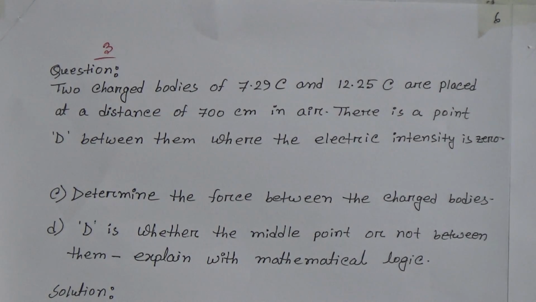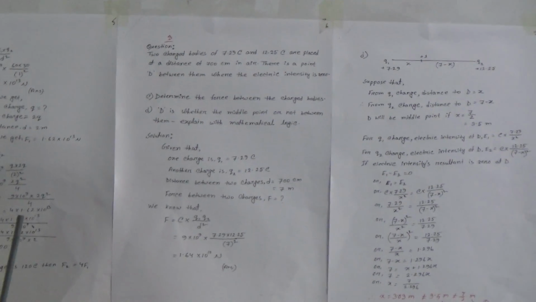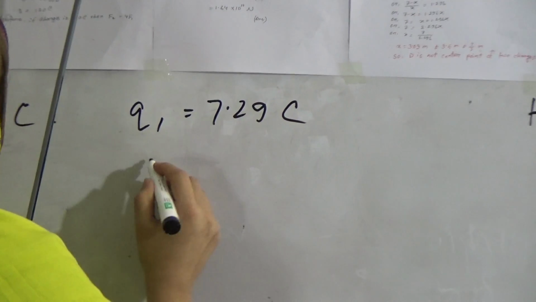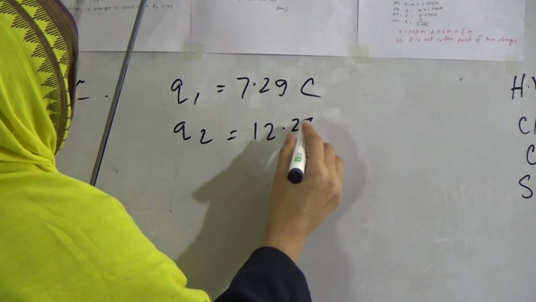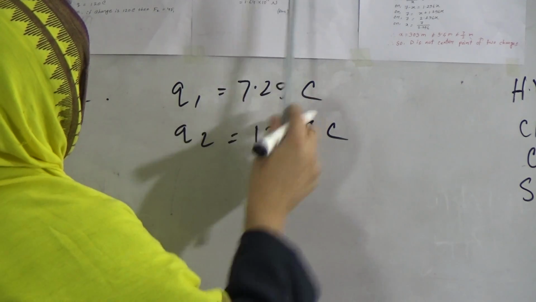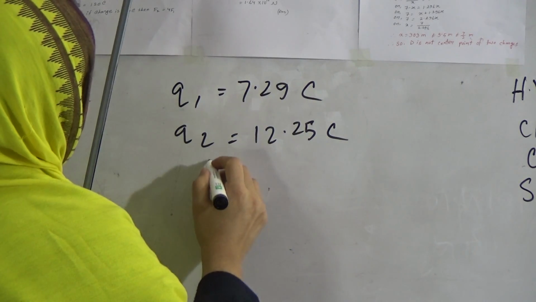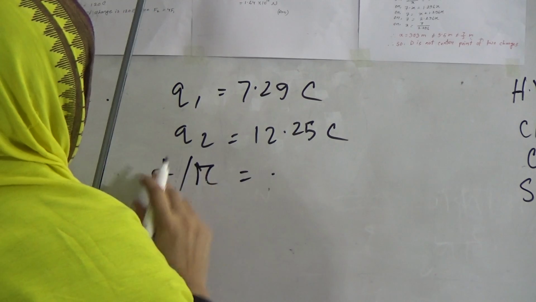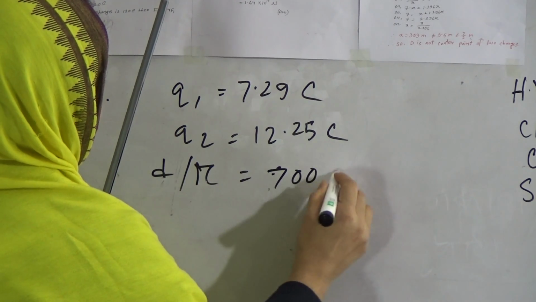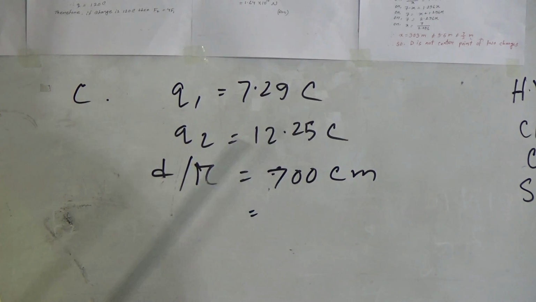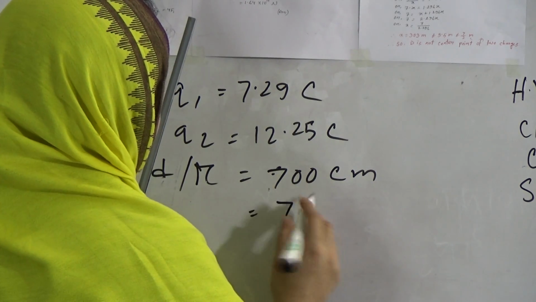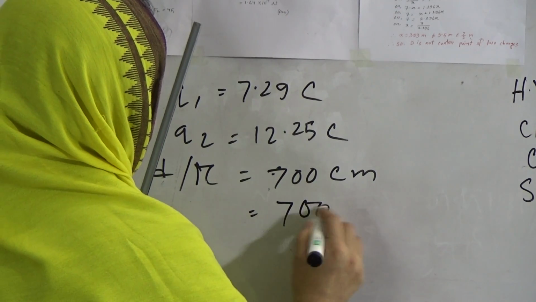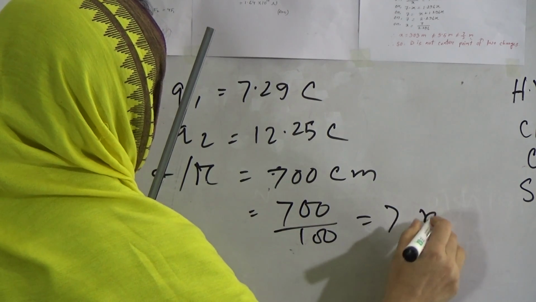Here, given the charges: the first charge Q1 equals 7.29 coulomb and the second charge Q2 is 12.25 coulomb. The distance between these two charges, D or R, is 700 centimeters. We have to convert this centimeter into meter, so 700 divided by 100. Okay, so it will be 7 meters.